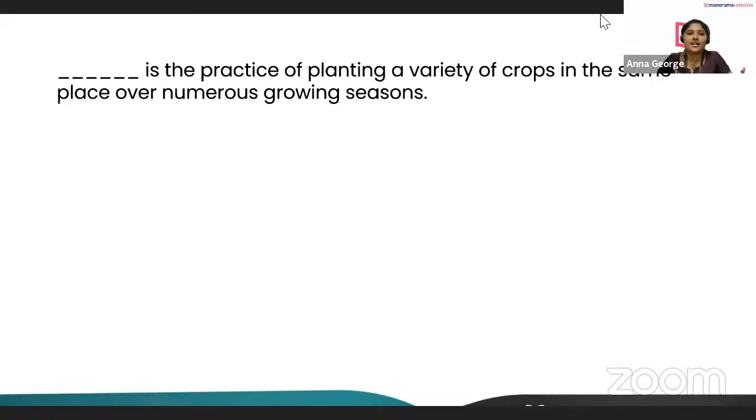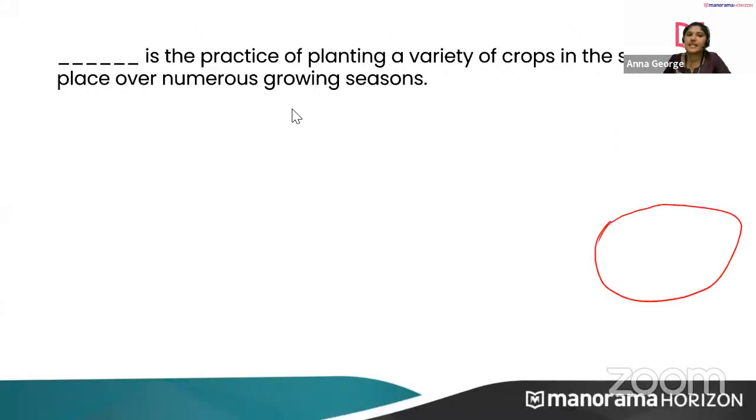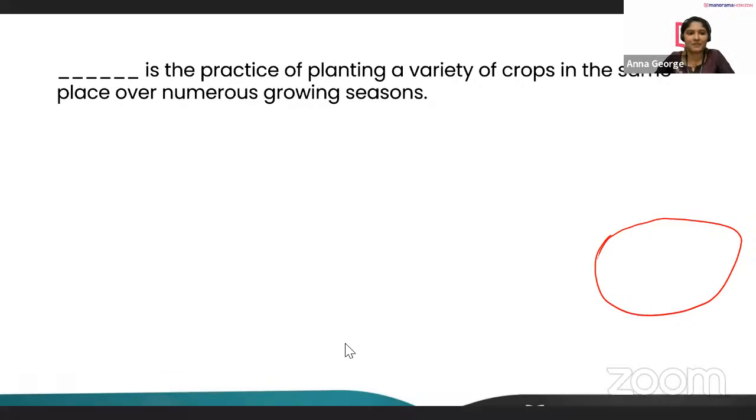So, here's a question. Dash is the practice of planting a variety of crops in the same place, so consider this as a piece of land, over numerous growing seasons, alternately. Do you have any idea of this? Can you please guess? Very good, Abel.